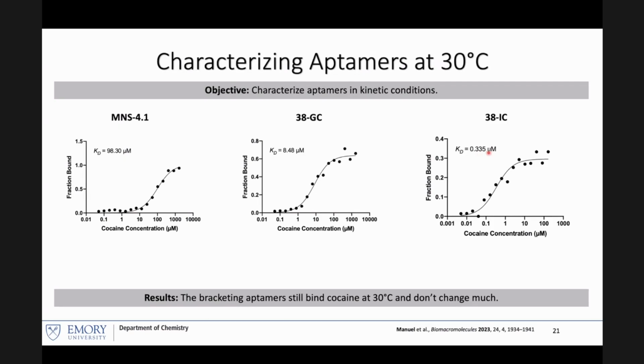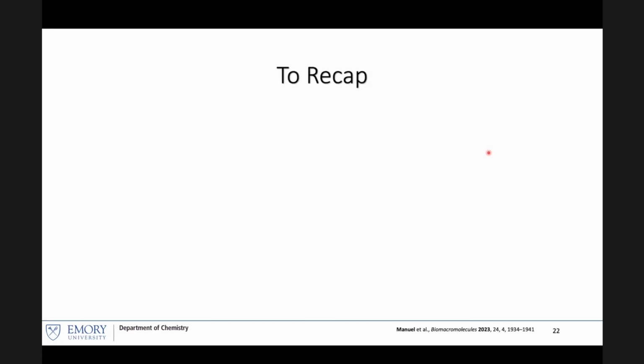So it was still much better than our enzyme. And so the bracketed aptamers still bound cocaine at 30 degrees C, and they didn't change much. So I was really, really happy about that. And I definitely went home and breathed a sigh of relief.